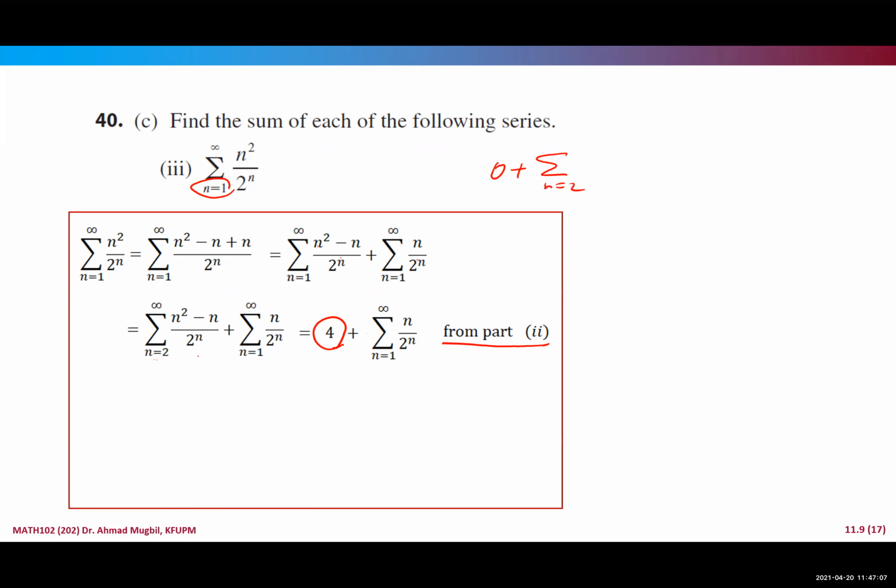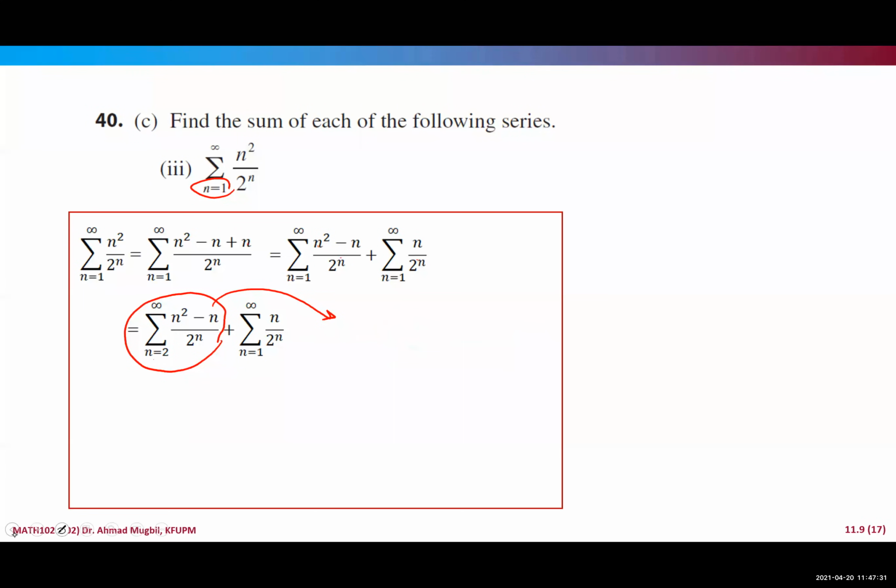So it is 0 plus the sum starting from 2. So it is the same. This one is the same as this one, because if you start from 1, you will get 0, and 0 plus the rest is the same. So you can replace this by this, because the first term is 0. Now, as I said, this is from part 2. This is this 4, and we will continue.